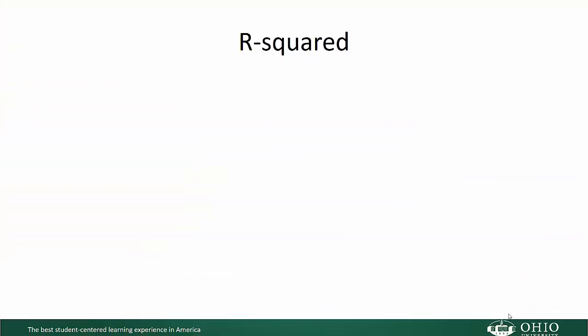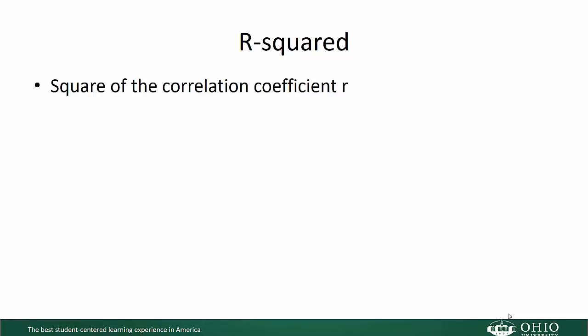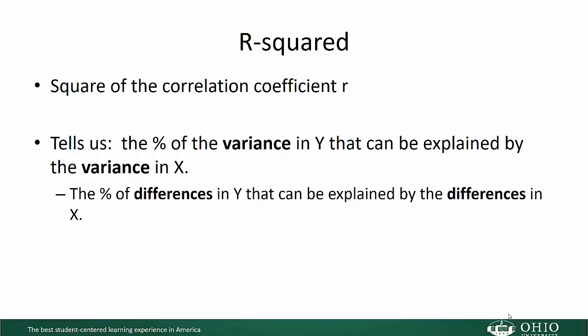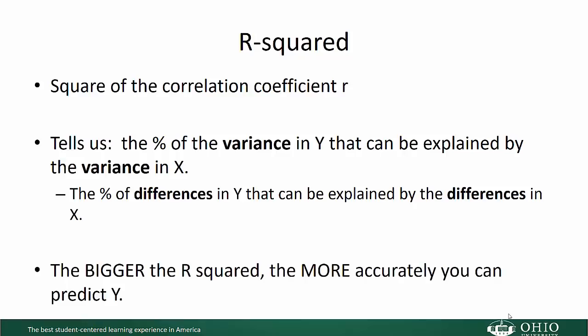The last statistic I'm going to discuss is r squared. If you remember, r is the correlation coefficient, so r squared is just the square of the correlation coefficient. This statistic will tell us the percentage of the variance in y that can be explained by the variance in x. This may sound a little bit complicated, but remember, variance is just giving us an idea of how much differences or variability there is in that variable. So r squared is telling us the percentage of differences in y that can be explained by the differences in the x variable. We want our r squared to be a large number. The bigger that it is, the more accurately we can predict y.